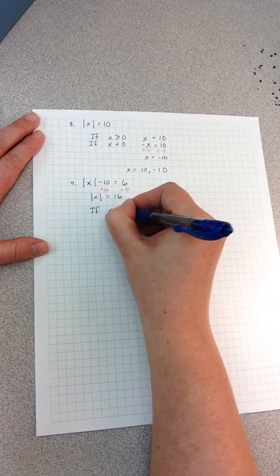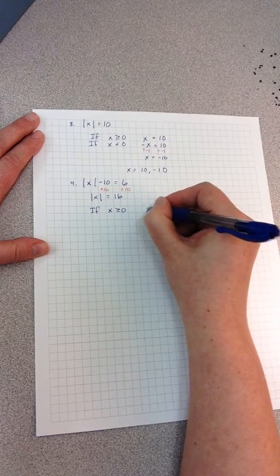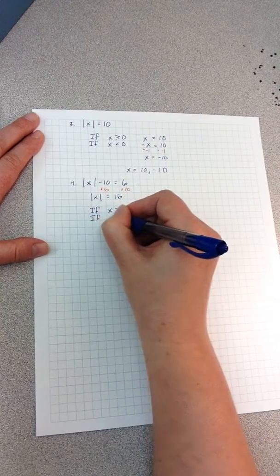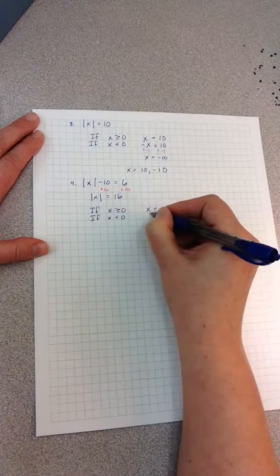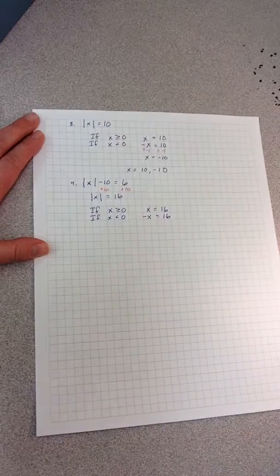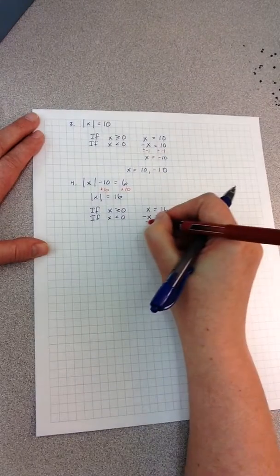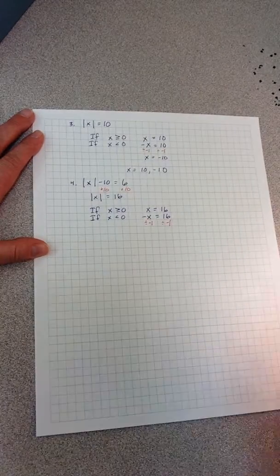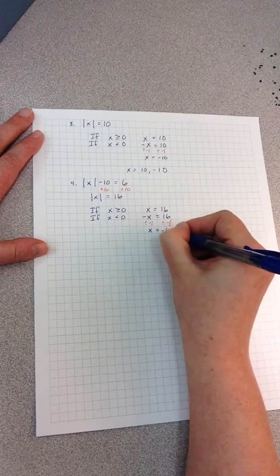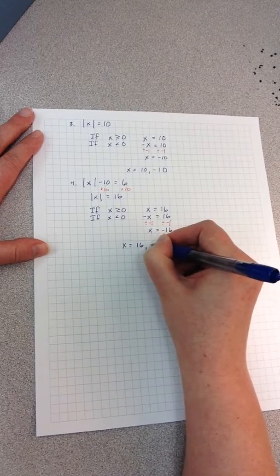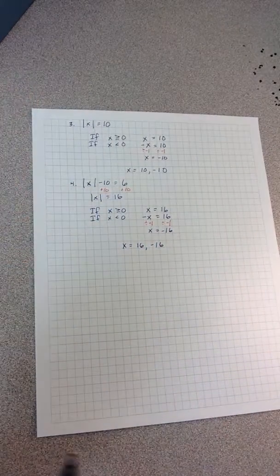If x is greater than or equal to 0, then I have x equals 16. If x is less than 0, that means it's actually negative of x, and that equals 16. But of course, I'm not solving for negative x, I'm solving for positive x, so I divide both sides by -1. So my final answer is x equals positive 16 or negative 16.